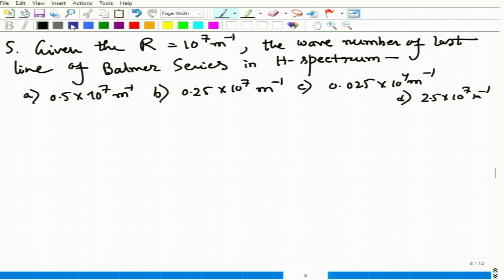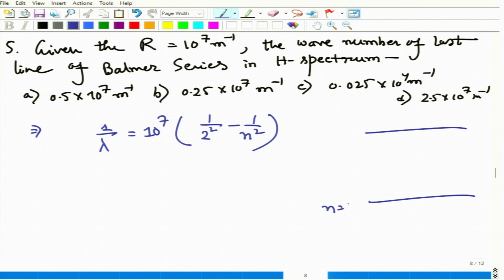Okay, so now we have to use that formula, which we have already used. 1/λ equals R into (1/n1 square minus 1/n2 square). This is for the Balmer series, so n1 should be 2 and n2 in general we can write n. R is given as 10⁷, and they ask for the last line. So we have to understand what the last line is. Last line means it is coming to n equals 2, but from n equals infinity, then only it will be the last line, right?